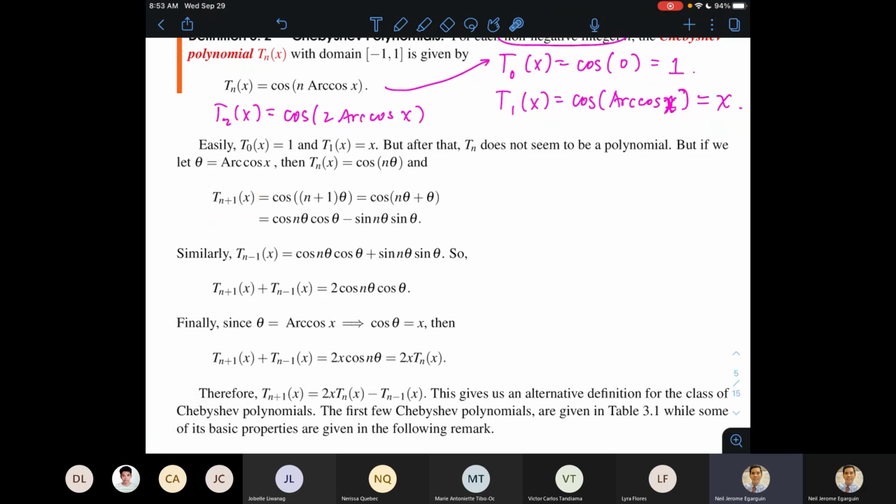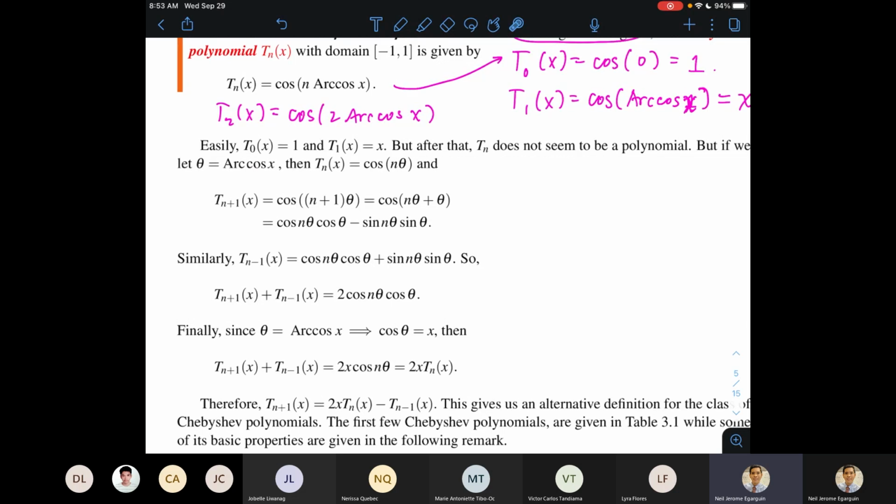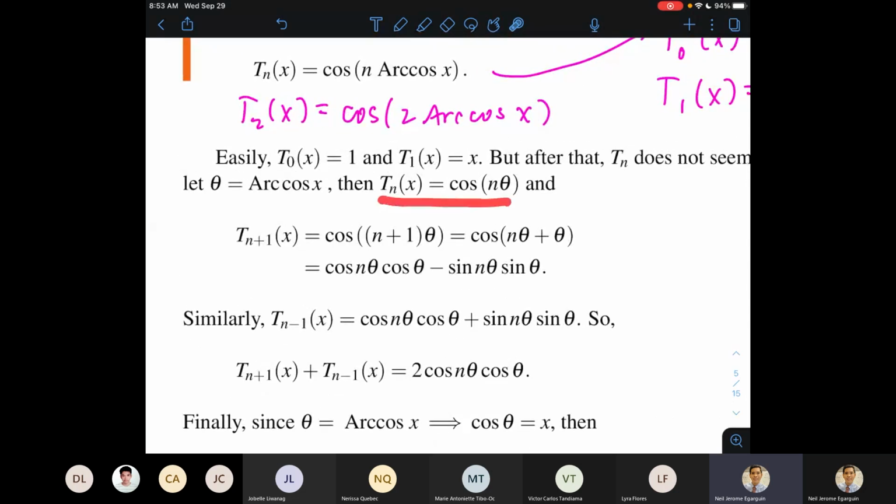Of course, dun sa trigonometric definition, I'll just replace all n's by n plus 1. And I'll do another substitution pala. I will let theta be equal to arccosine of x, just for the brevity of the derivation. So, okay, see, arccosine x will be replaced by theta. So t sub n would be cosine of n theta, right? And then if I compute t sub n plus 1, I'll replace all n's in here by n plus 1. So we'll get this guy, okay?